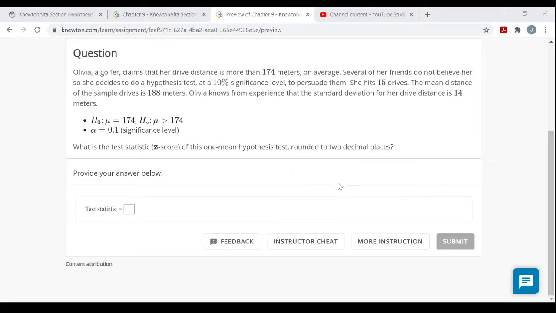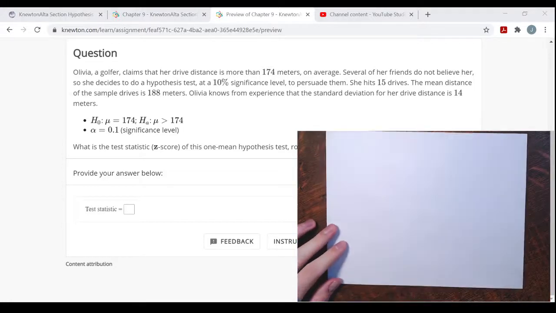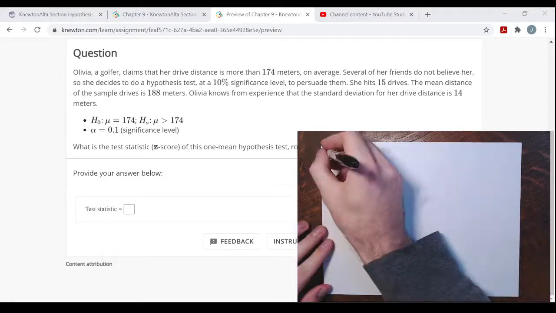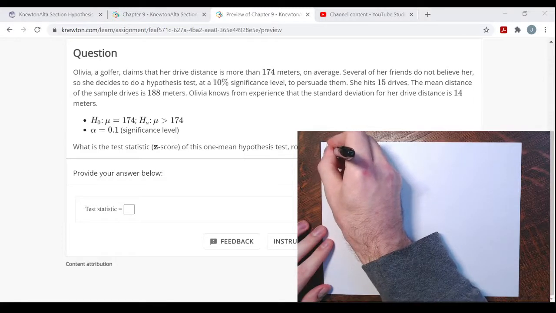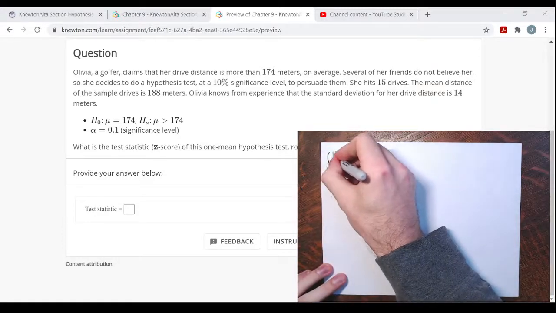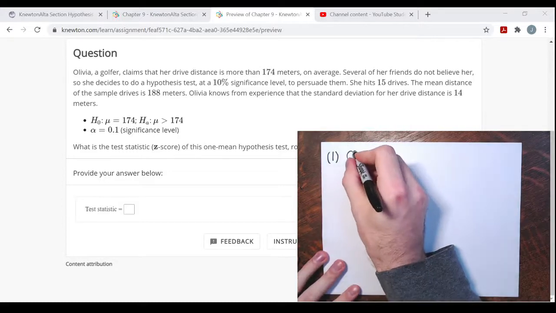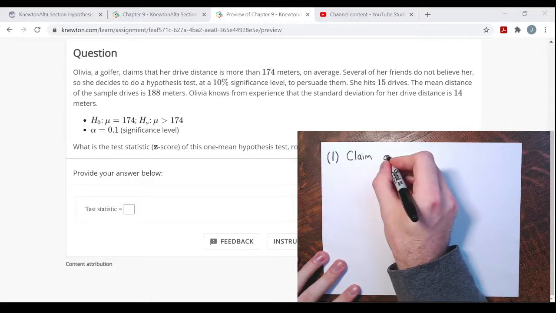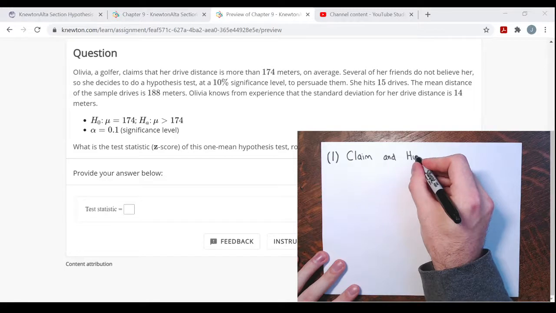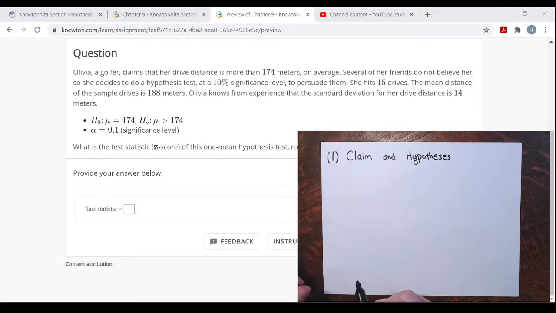I'm going to pull up a piece of paper here. Hopefully you can see it. Remember, the first step of a hypothesis test is to identify the claim and set up the hypotheses, the null hypothesis and alternative hypothesis. That's already been done for us, but I'm going to do it again here anyway.